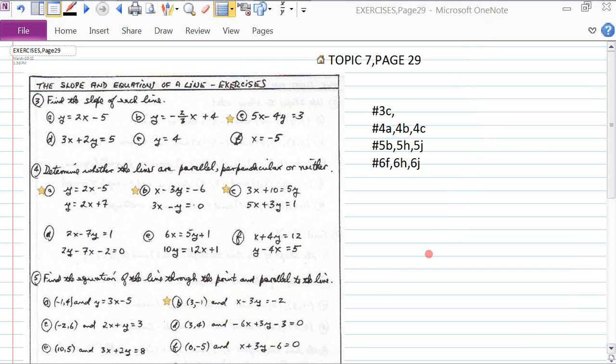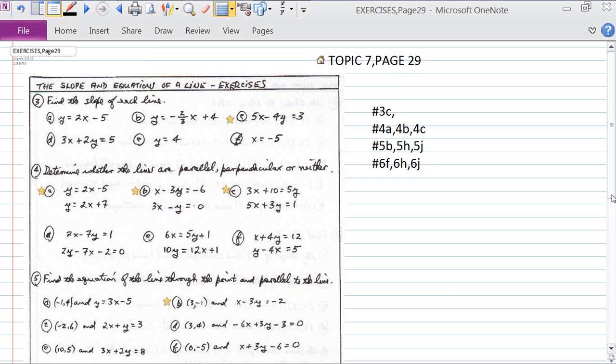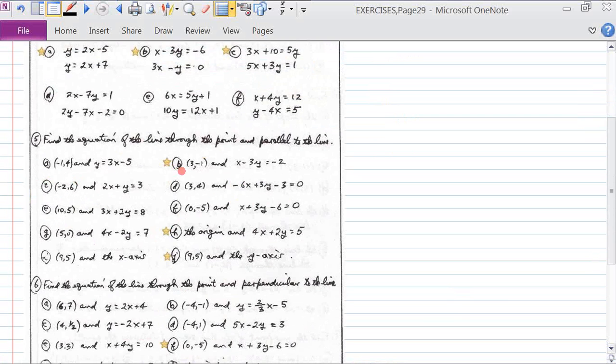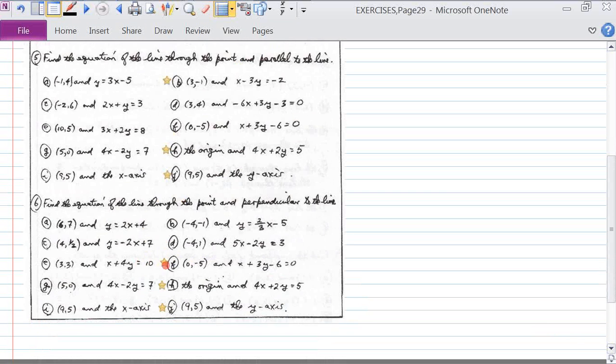We're on page 29, and the problems we're going to do are 3C, 4A, B, and C, and we're going to do 5B, H, and J, and for number 6, F, H, and J.